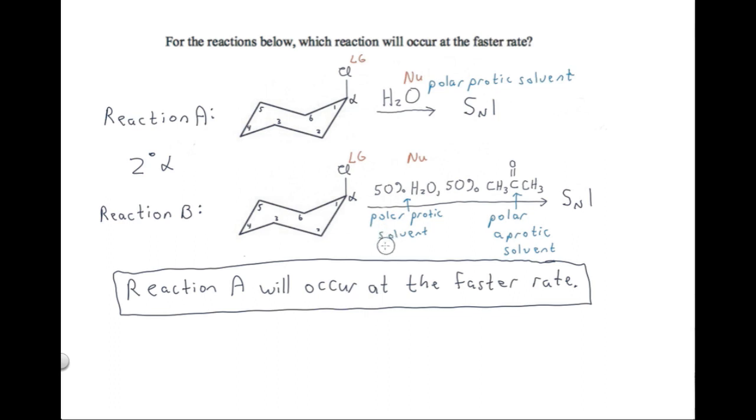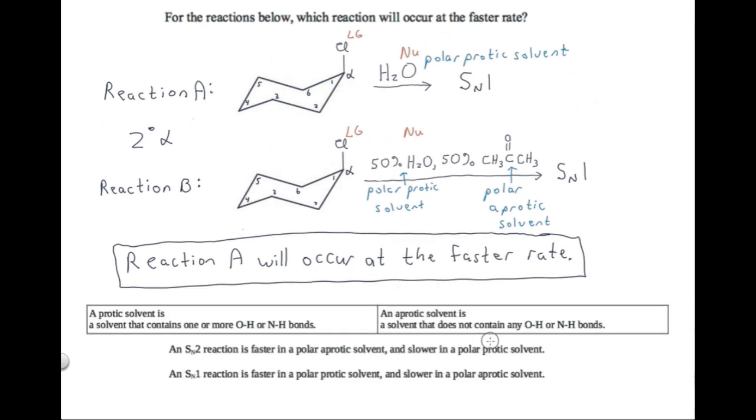Now, reaction B also has 50% of that polar protic solvent, which is good for SN1, but it also has 50% of this polar aprotic solvent, which is less good for SN1. So because of this 50% presence of the less good polar aprotic solvent, the SN1 mechanism will be slower for reaction B than for reaction A.